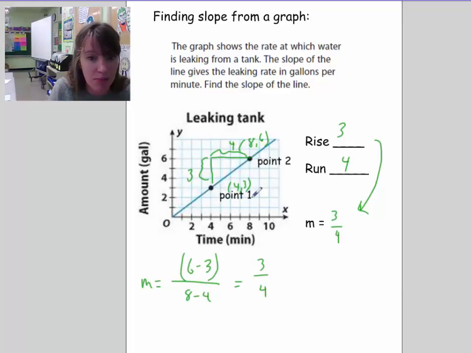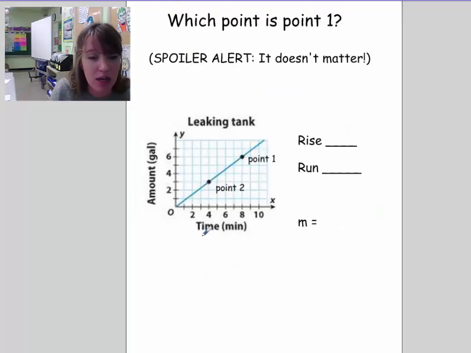This is the same problem that we had before, so the slope has to be the same. Let's make sure that it is. If this is point 1 here, so this was (8, 6), and this was (4, 3). So the x sub 1, y sub 1 here would be 8, 6, and the x sub 2, y sub 2 here would be 4, 3.